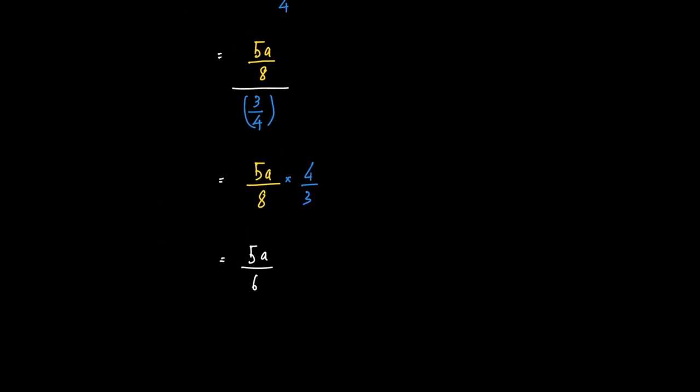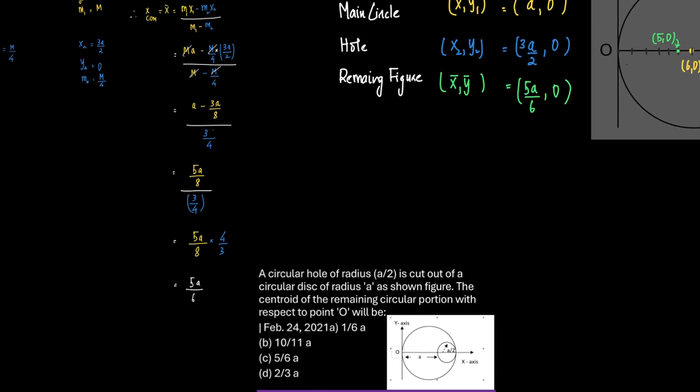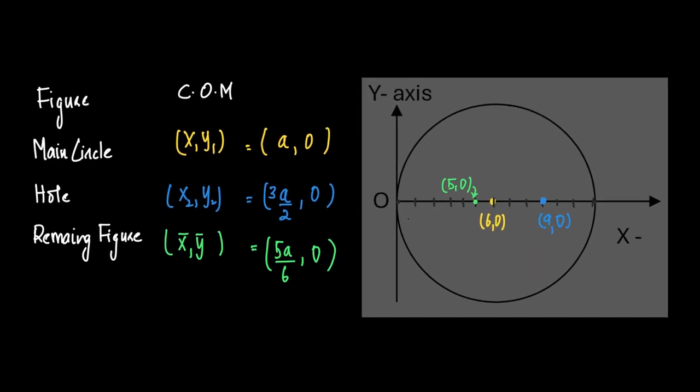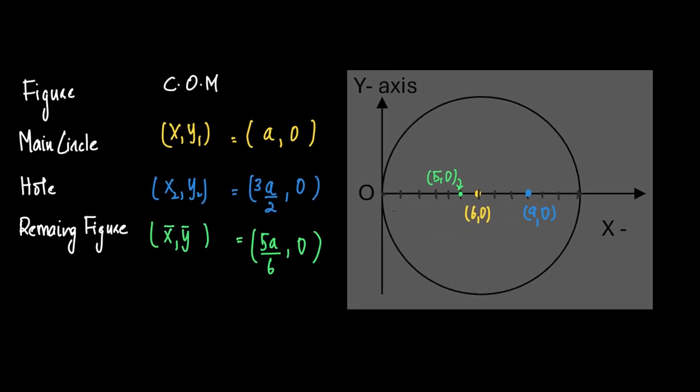Now, let us just bring the question one more time. So we have the question here. The centroid of the remaining circular portion with respect to O will be equal to 5 by 6 times a. Now, yes, we have found out the answer. But what do we understand from this? Of course, the solution. But yes, what is the takeaway message from this? Let us spend some more time to understand that.